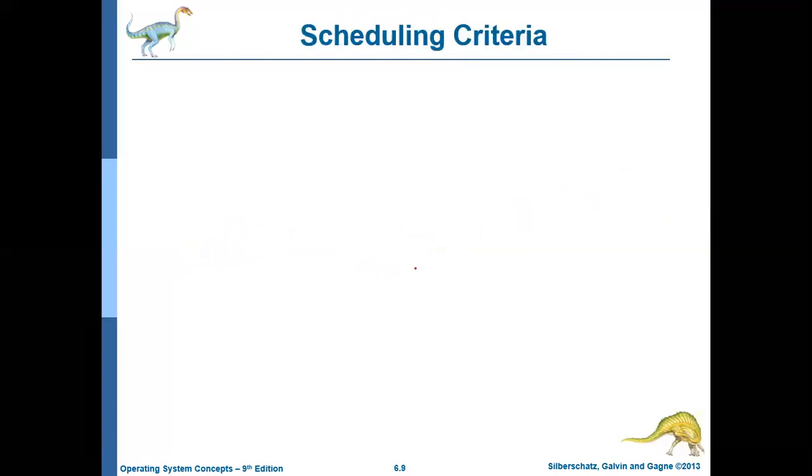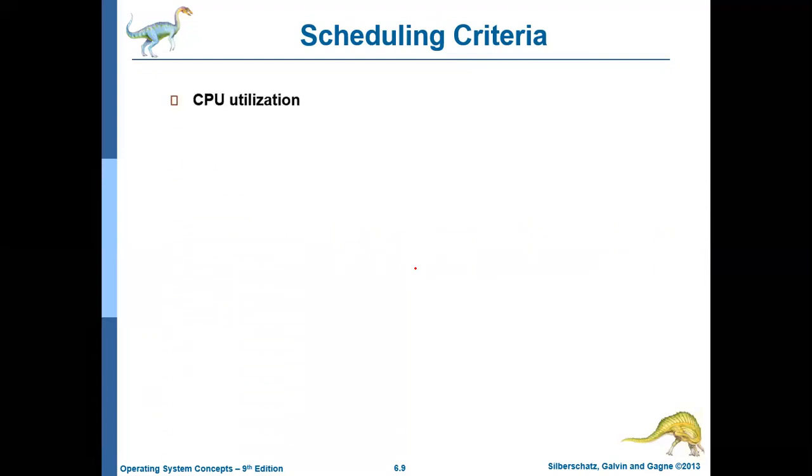So now let us discuss the scheduling criteria. What are the various scheduling criteria? Basically, the CPU scheduling algorithms are measured based on some criteria. Those criteria we'll be discussing here.